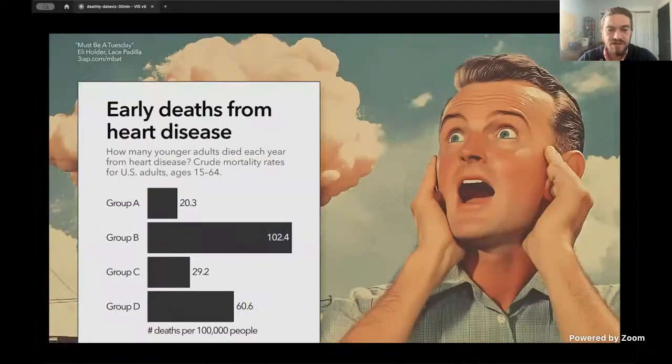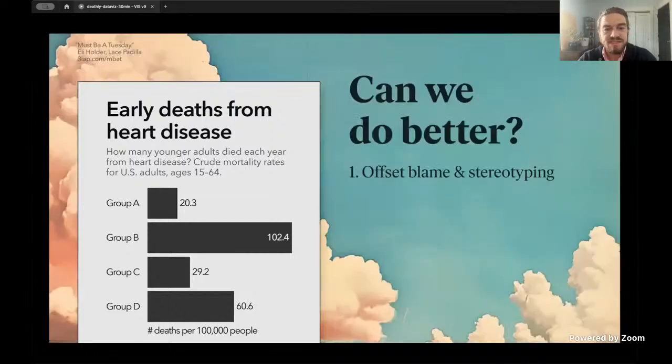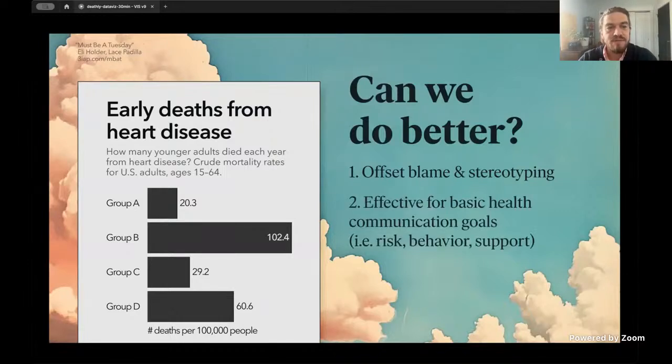And so these charts aren't great, which raises our big question: can we do better? Can we design better options for health practitioners? Specifically, can we visualize this data in a way that offsets blame and stereotyping by reminding viewers that outcome disparities are more reflective of social determinants, and not evidence that some groups take better care of themselves compared to others or that they're somehow genetically superior? And also, crucially, can we do this without sacrificing these charts' original communication goals like calibrating risk perceptions, encouraging healthy behavior, and promoting public support?